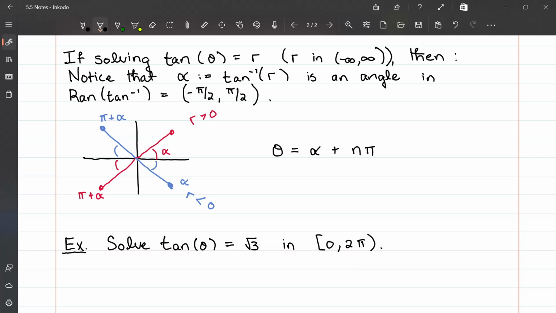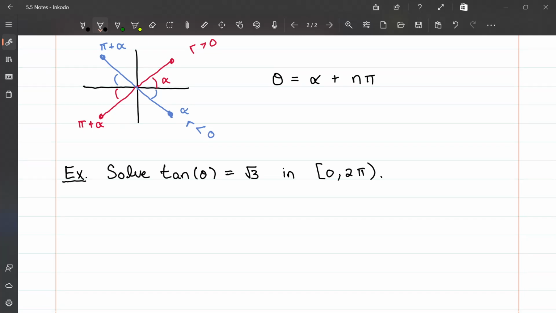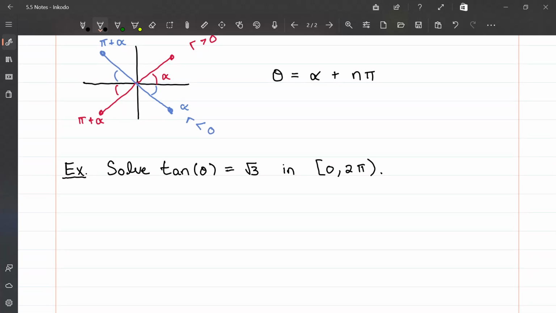We are going to solve the equation tangent of theta is equal to root 3, and we're going to do it in 0 to 2 pi. In other words, in the first full circle. We may as well go ahead and draw a picture of this first, and luckily we have the basic sketch of what to expect up above, so it should be pretty straightforward.